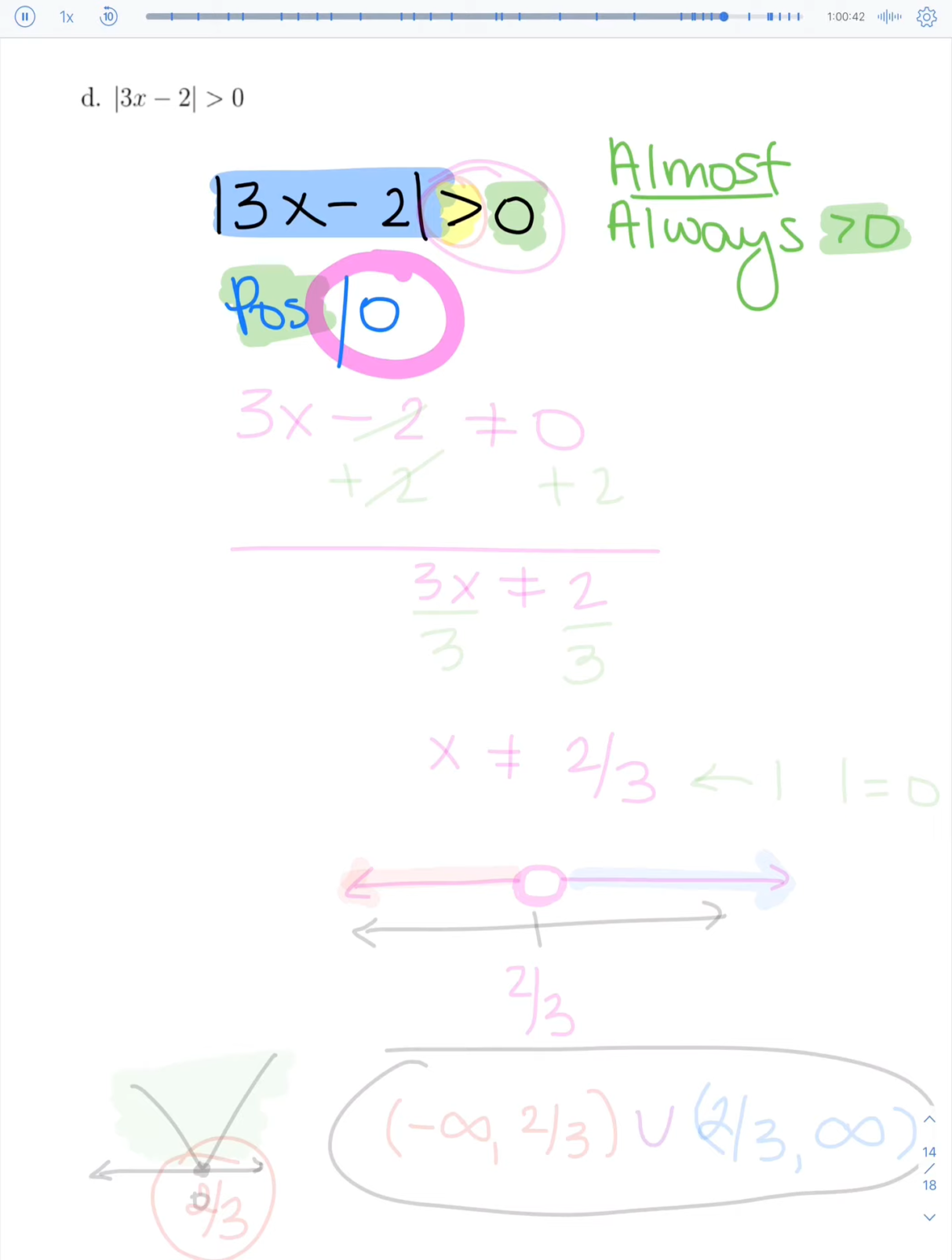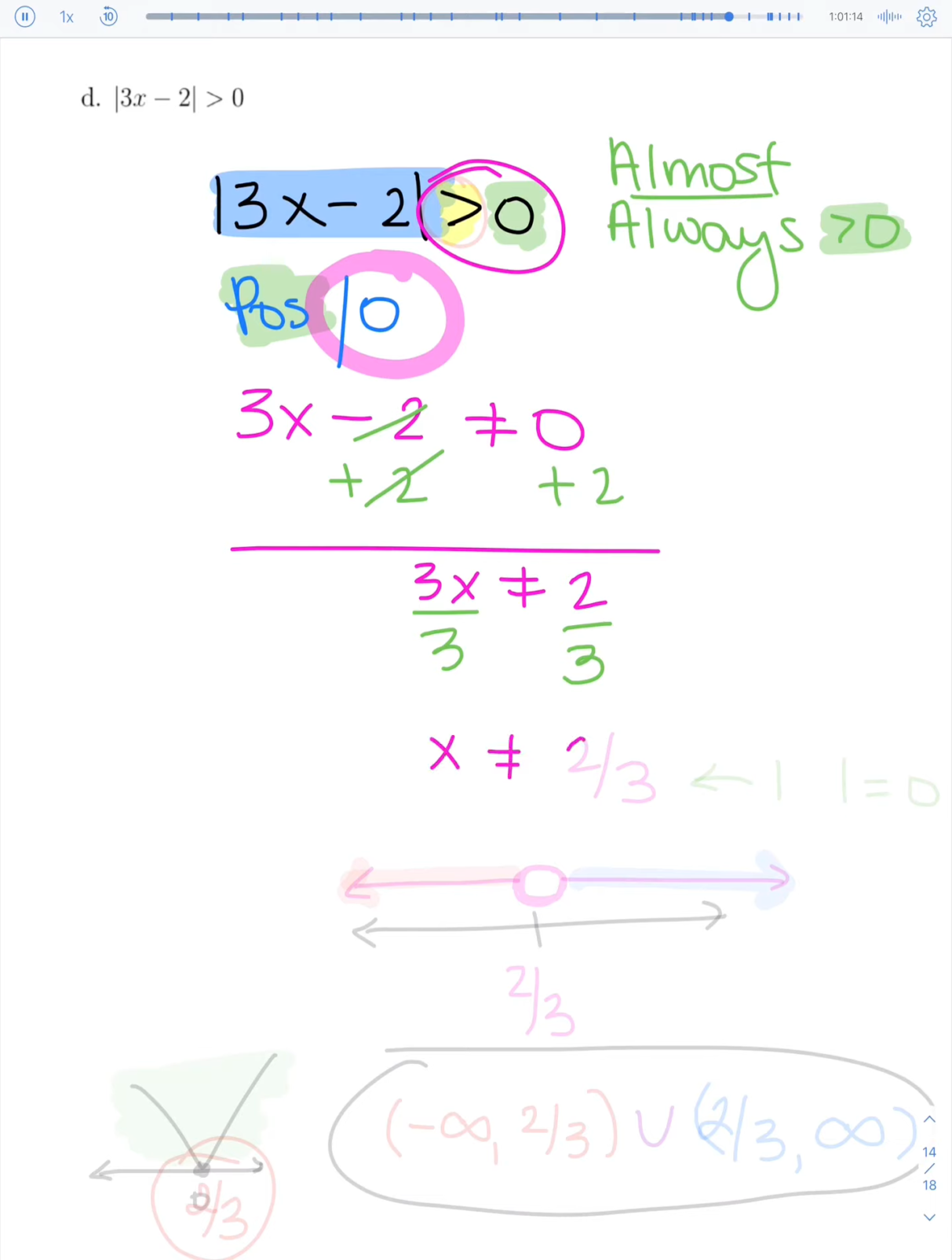So the only issue is that we don't want 3x minus 2 to equal 0, because we want greater than 0. So let's find out when it actually does equal 0, because that's what we don't want. We'll solve this like we would normally by adding 2 to both sides, which will give us 3x cannot equal 2. And then we'll divide both sides by 3, which will give us that x cannot equal 2/3.